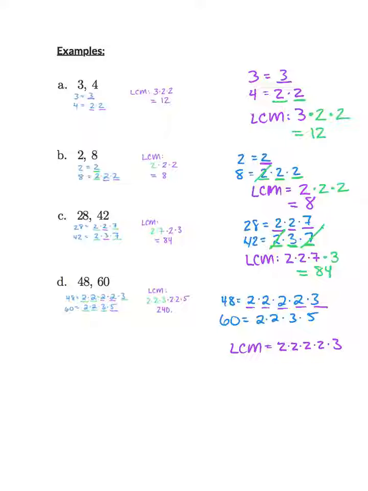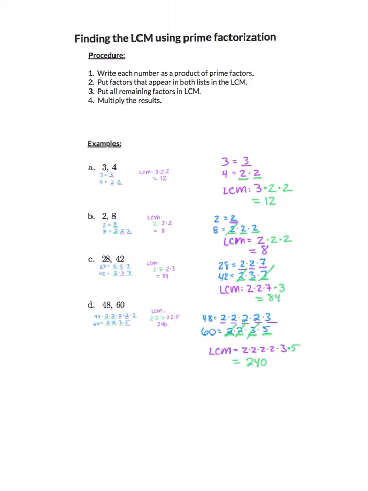Let's look at 60 now. Do I have 1 2 in the LCM? Yes. Do I have a second 2 in the LCM? Yes. Do I have a 3 in the LCM? Yes. Do I have a 5? No. This is the one factor that we need to add into the LCM. If we multiply this out now, we get 240. Either way you look at the problem, you should still get the same result for the LCM.